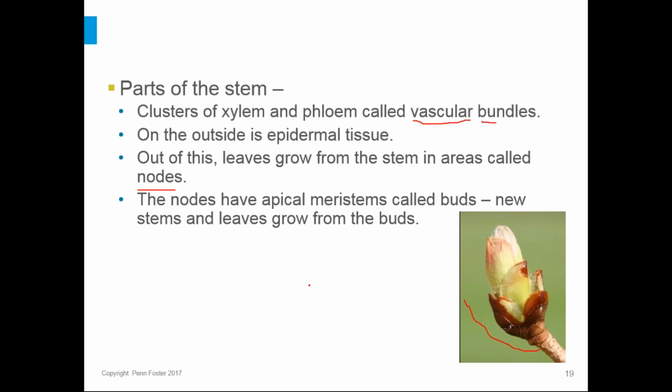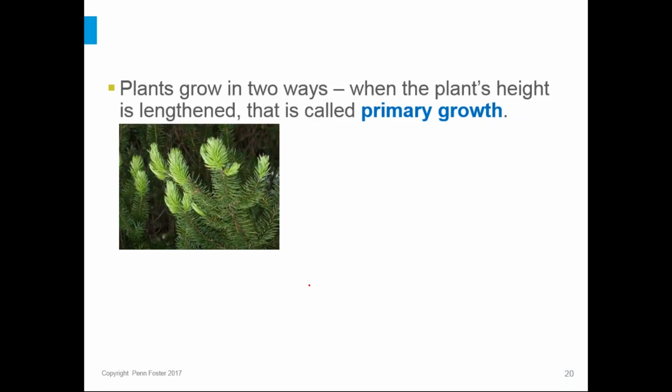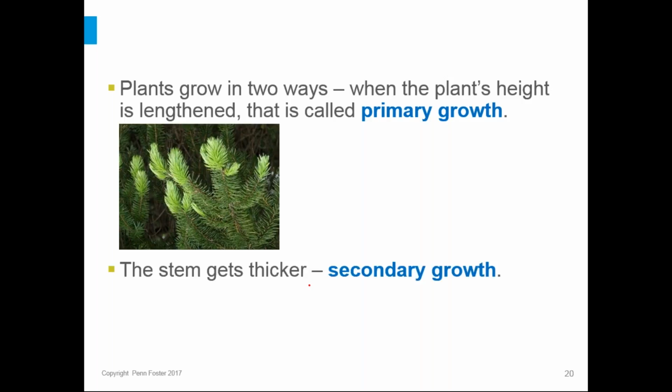And plants grow in two ways. From the apical meristem, when the plant's height is lengthened, this is called primary growth. And you can see primary growth in this picture as the light green areas on the tips of these branches. But as the plant grows taller, the stem must get more supportive to be able to hold the plant up as it's getting heavier. And the stem's going to need more vascular tissues in it to be able to supply the whole plant with nutrients and water. So the stem gets thicker. And getting thicker is called secondary growth.